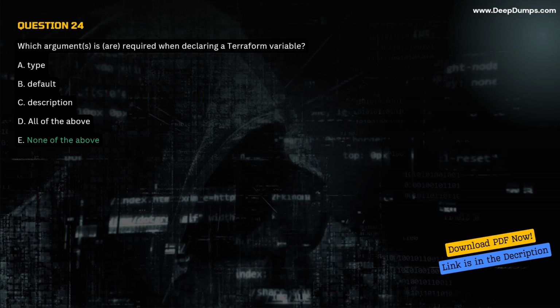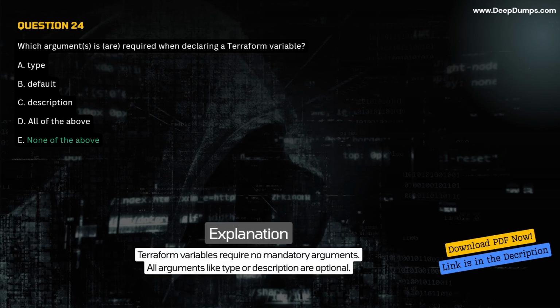Correct answer E. None of the above. Explanation. Terraform variables require no mandatory arguments. All arguments like type or description are optional.